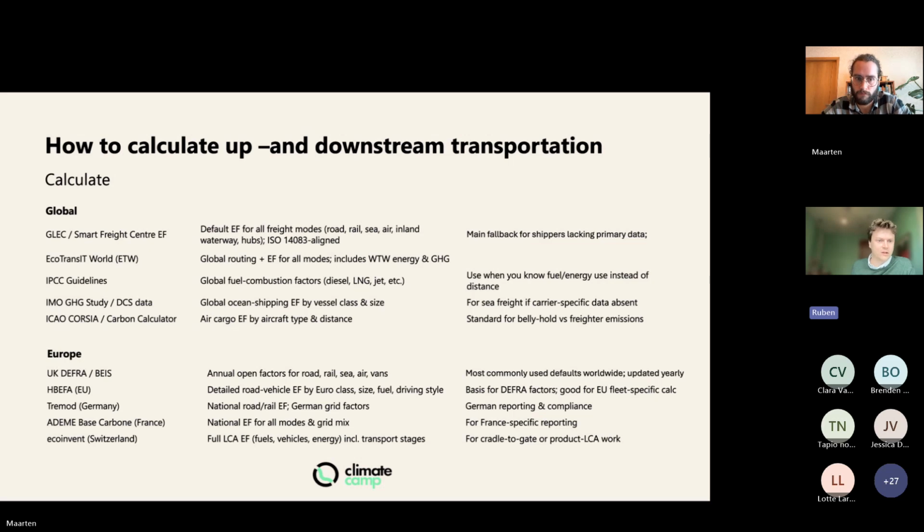But yeah, we see that GLEC is more of a global approach, where value chains are very often global, and it's rather something we prefer to use. But it depends also on the value chain that you have and the specific regions where you're active in.